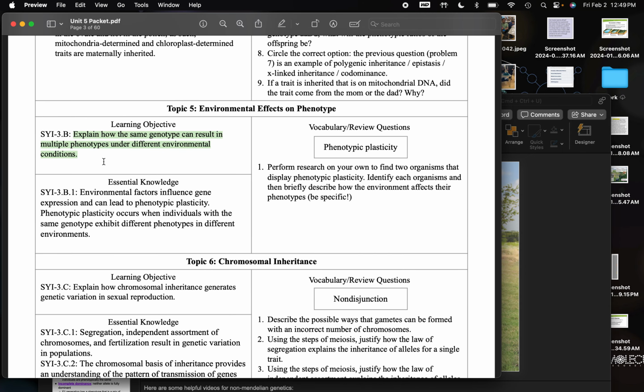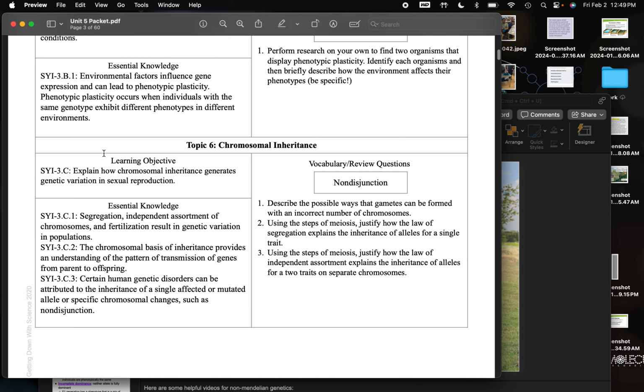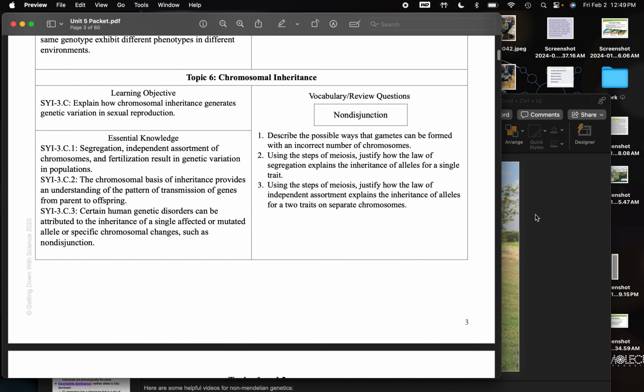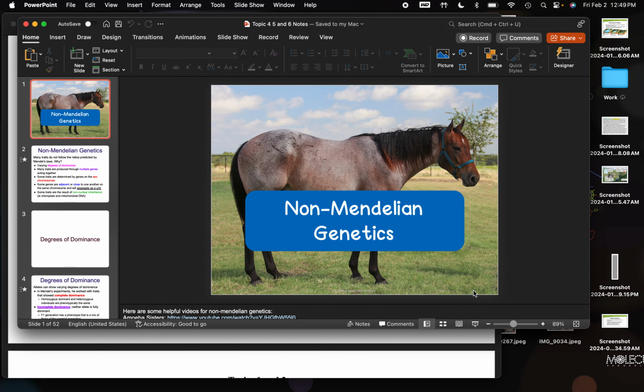We're going to talk a little bit about how the same genotype can result in multiple phenotypes under different environmental conditions. And finally, we'll talk about how chromosomal inheritance generates genetic variation in sexual reproduction. So let's get started.